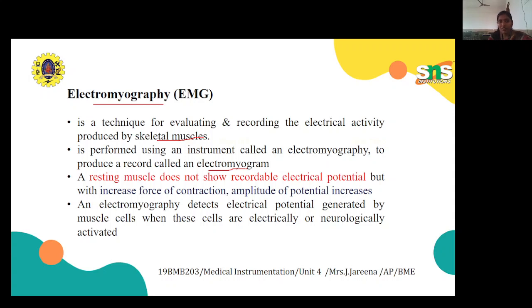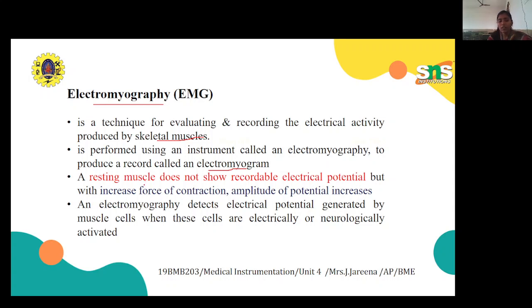Electromyography is the technique used to evaluate or record the electrical activity of particular muscles. Electromyograph is an instrument used to measure or record the electrical activity, and the electromyogram is the output we get from the instrument. Okay, so these are the main differences between these three words.